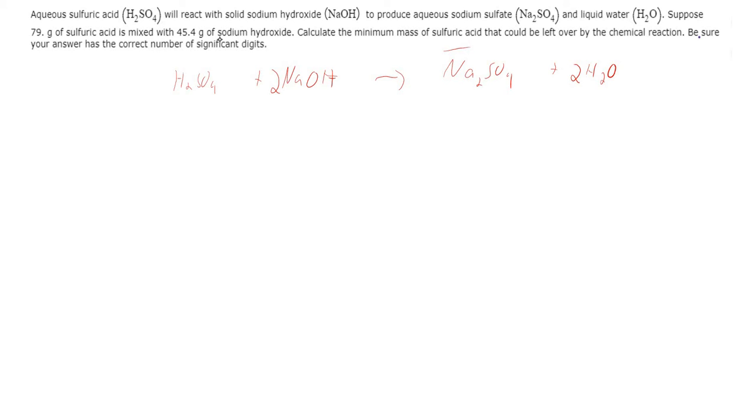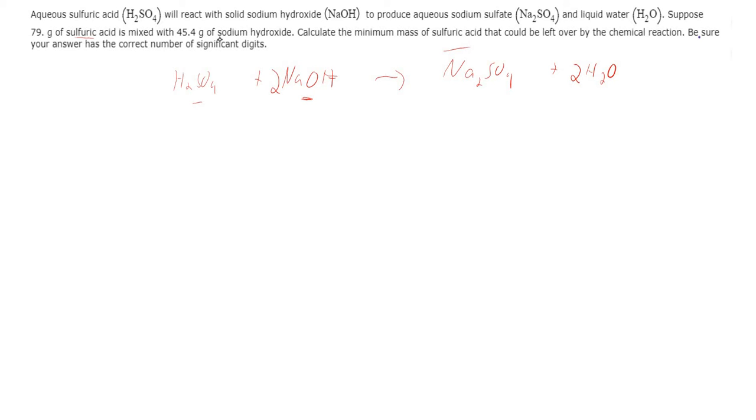Okay, so we're given 2 starting masses, I should say. And so we need to figure out which one of these is the limiting reactant. That is step 1. Figure out which one is the limiting reactant. Once we find that out, then we can go back and do the stoichiometry of the reactants to figure out how much is going to be left over. Okay, so let's do that.